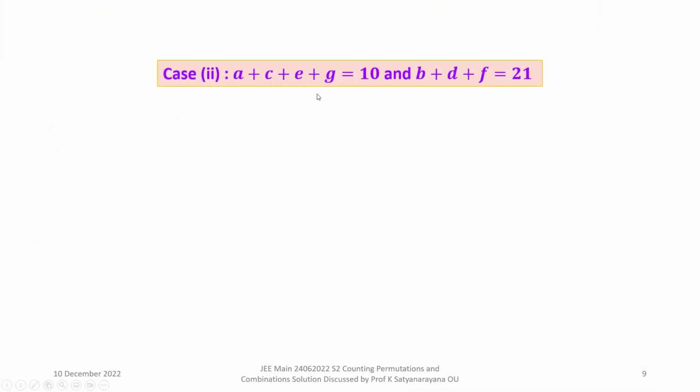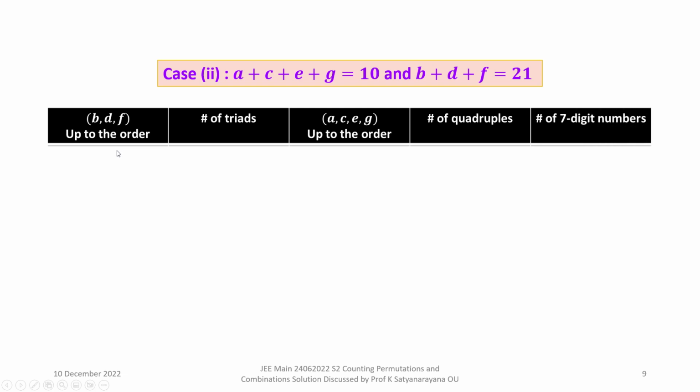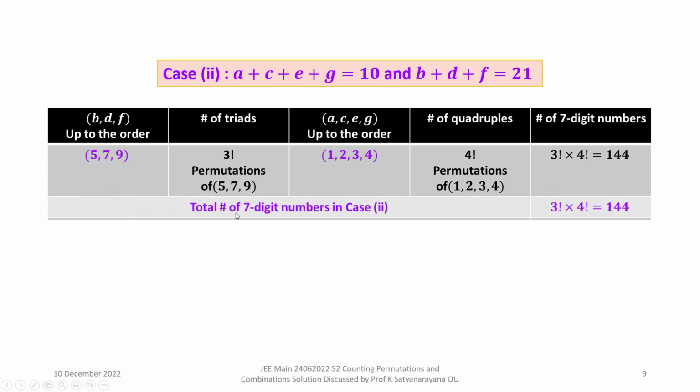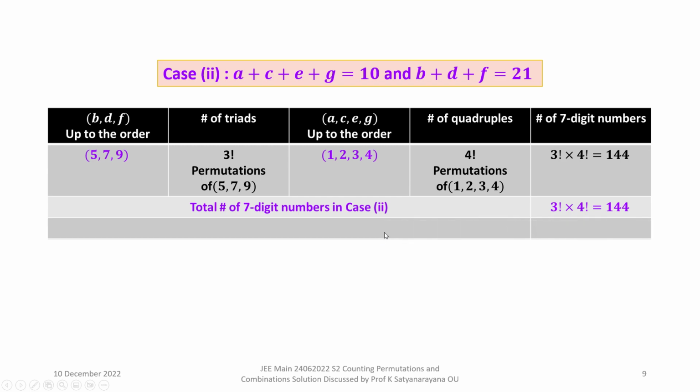So case 2. We have the triad 5, 7, 9 and the number of triads is 3 factorial, and the quadruple is 1, 2, 3, 4. The number of such quadruples is 4 factorial. Use the product rule. You will get 3 factorial into 4 factorial, that is 144 7-digit numbers. So in case 2, the total number of 7-digit numbers is 144 only. So we summarize case 1 and case 2 now.